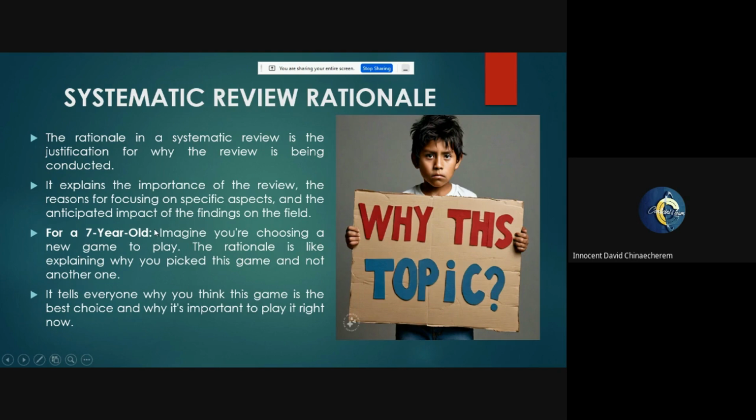Then why do you need acceptance? Why not the other one? What is novel about your topic? What gap have you identified that is now making you want to do this topic? In short, these are the nitty-gritties that we look out for in writing our systematic review rationale. And that way our review stands out.